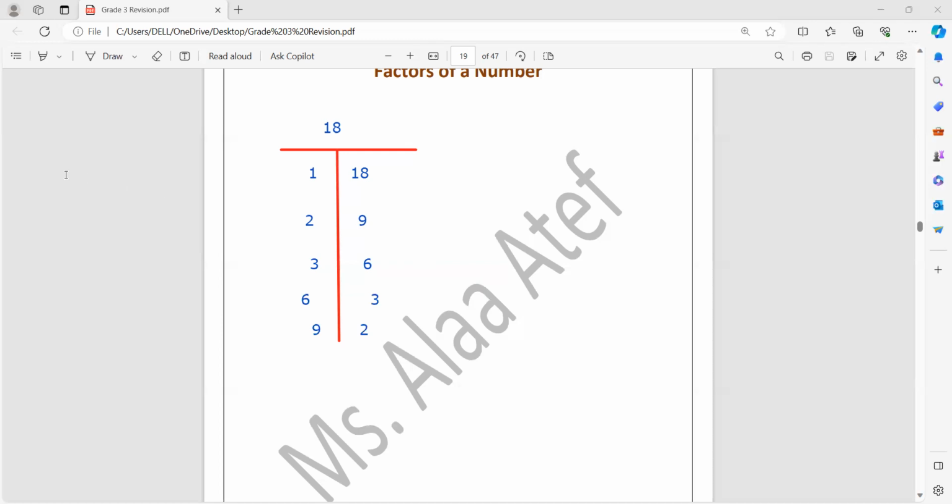So that's it. So what are the factors? Can we say all of them together? The factors of 18 are, we have 1, beside it 18, go down, you will find 2, 9, 3, and 6. And we have 6 again, but we just wrote it, so we are not going to repeat 6. 3, it's already here. 9, we wrote 9. 2, also we wrote 2. So the factors of 18 are 1, 18, 2, 9, 3, and 6.